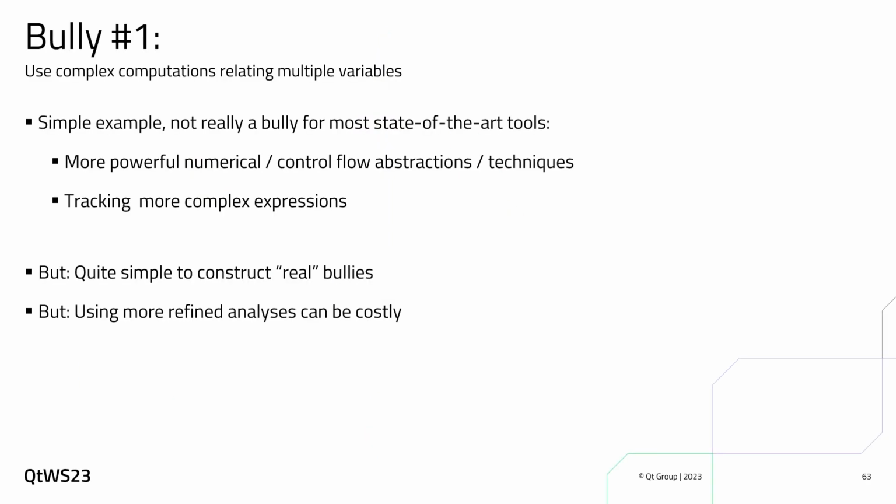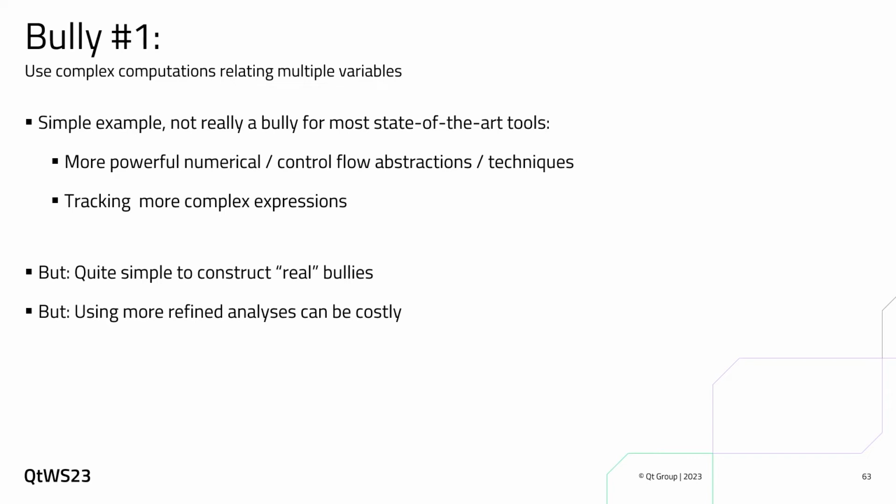I have to say, take it with a grain of salt, of course. I do not want to say that, for example, we do not detect these false positives. We have other techniques that we use, more powerful numerical and control flow abstractions and techniques. And you saw these two expressions that come 2 times. We actually track things like that. And also, of course, this is something that a lot of tools do, but this is just for you to see. This kind of patterns can be extended.